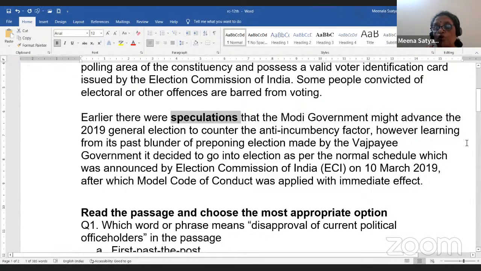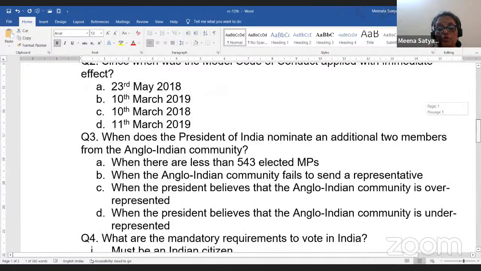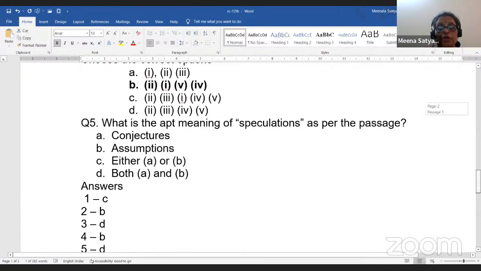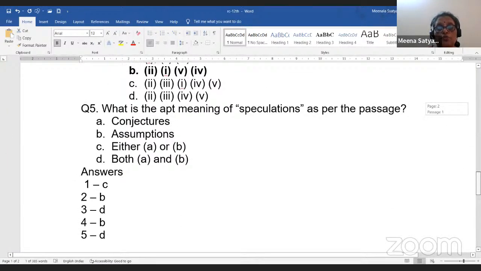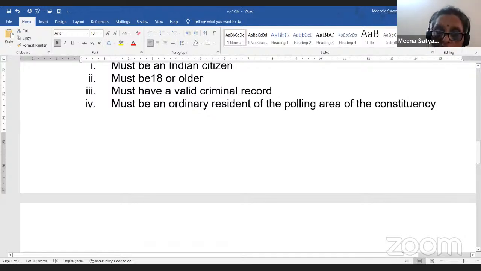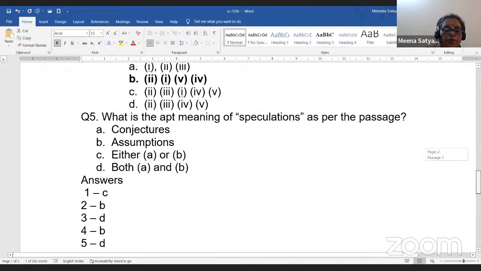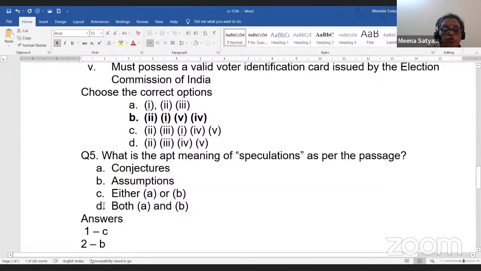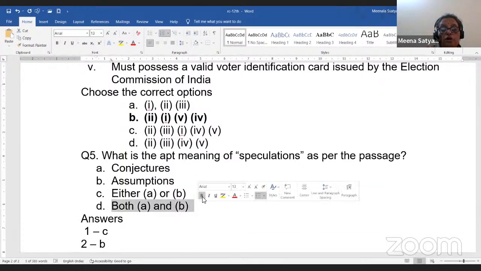So what could be the meaning then? Could it be assumptions? Could it be this? What it could be? So it could also mean conjectures. That is, you are assuming. It's literally a synonym of that word. So the answer is both A and B. So this will be the answer. That is how it is.